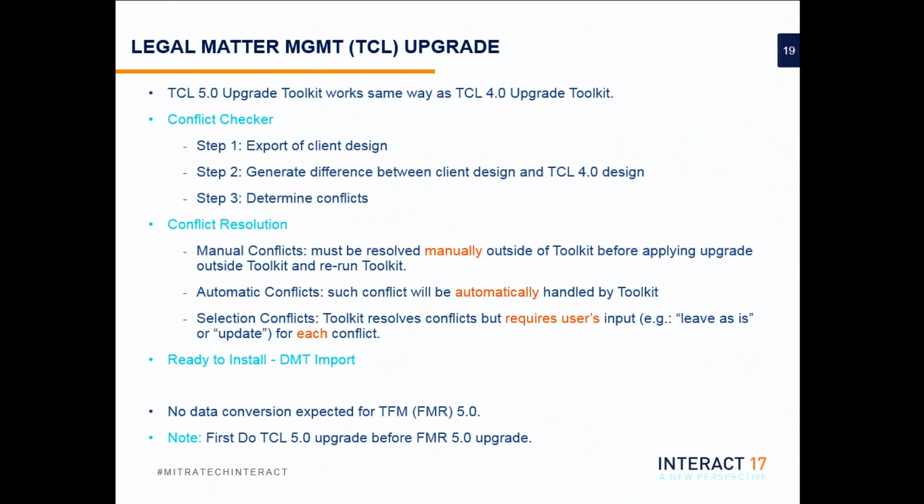The legal upgrade toolkit extracts your current design snapshot and compares it with the out-of-the-box TeamConnect 5 legal design. If there is a conflict in the design, it will show you those conflicts. Then you have to make the selections whether you want to keep your custom design or go with the out-of-the-box one. After making the selection, you just say install, and it will update your TeamConnect legal design.